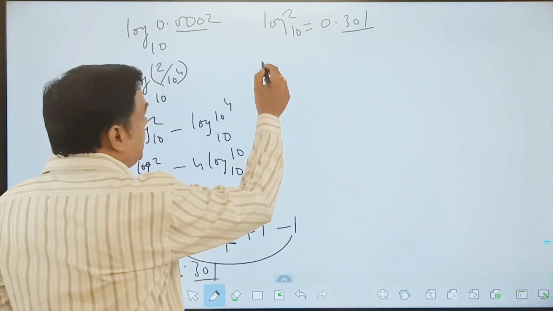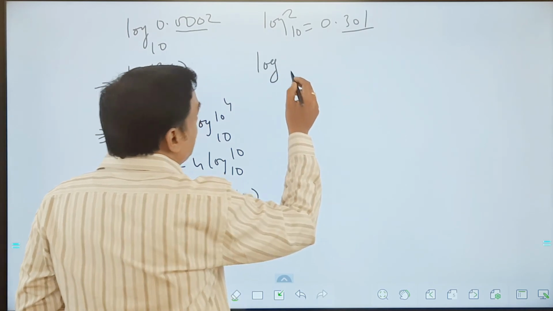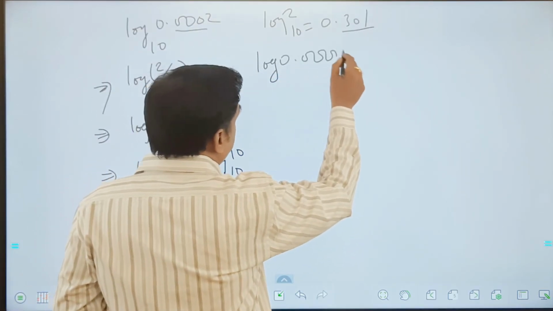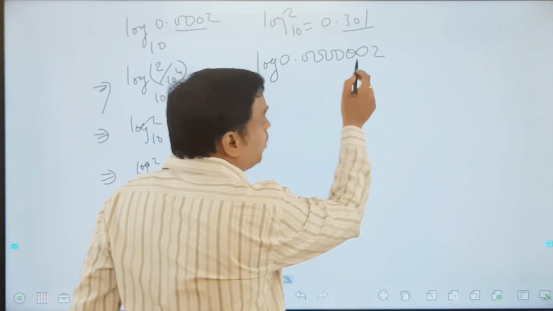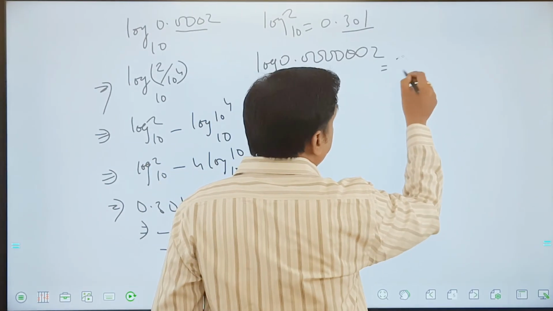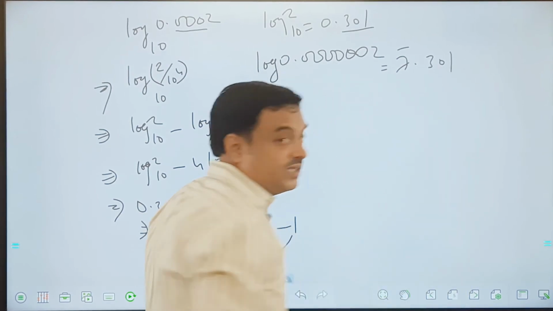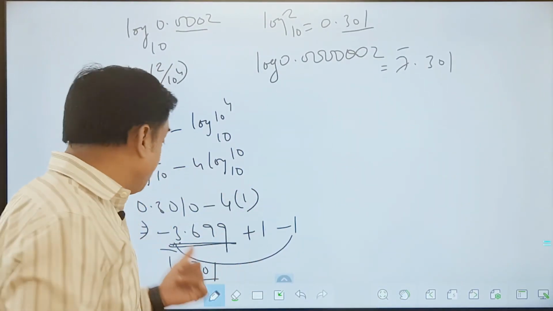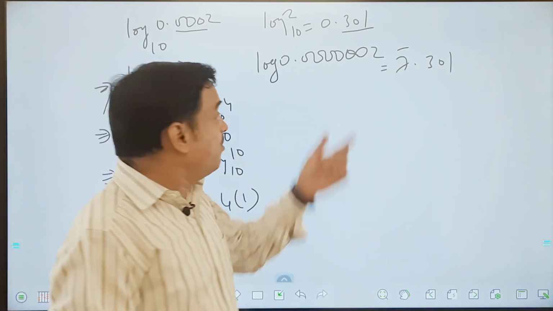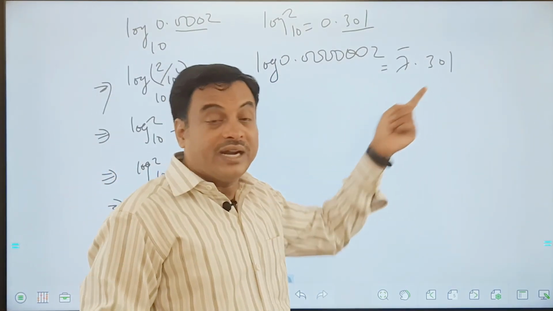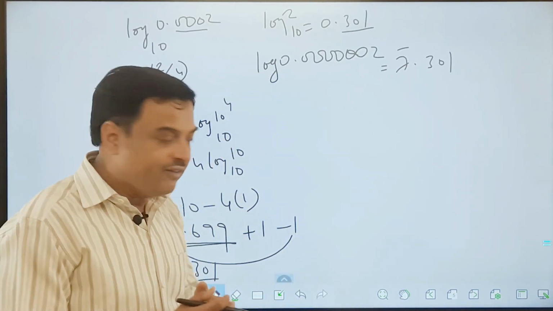Now I'll quickly run some examples here. Suppose we have 0.00000002. How many zeros are there after the decimal? We have a total of 6. So this will be 7 bar 3010 as the answer. That's the advantage of writing the +1 -1 kind of answer. You see, I got the value very straight away. The number of zeros will be one short of the characteristic value. That logic I need to apply. Fair enough?